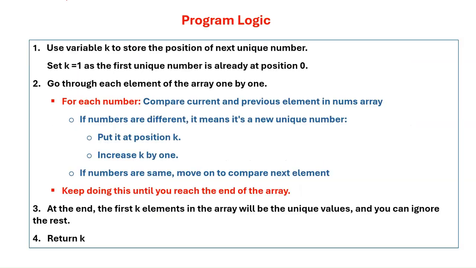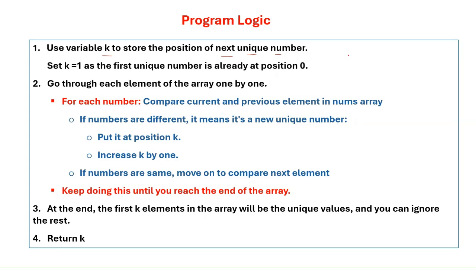Let's try to understand logic of program. So we will make use of variable k to store the position of next unique number. So we will set k as 1 as the first unique number is already at position 0.